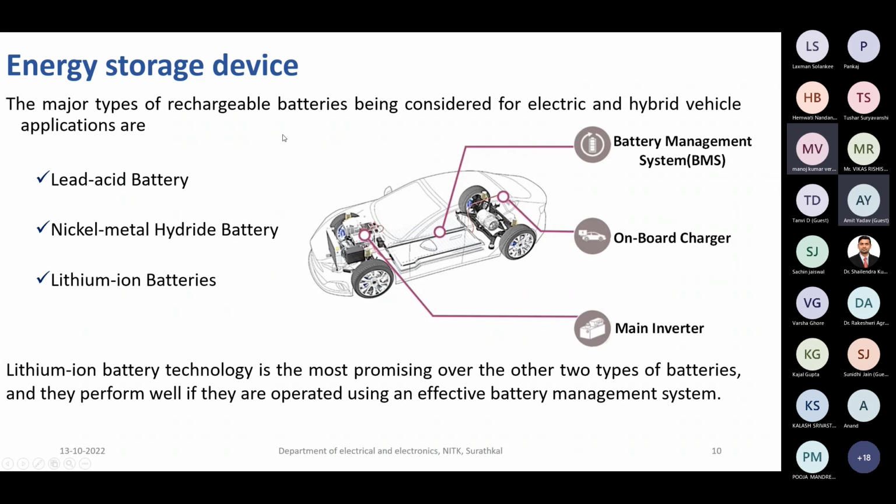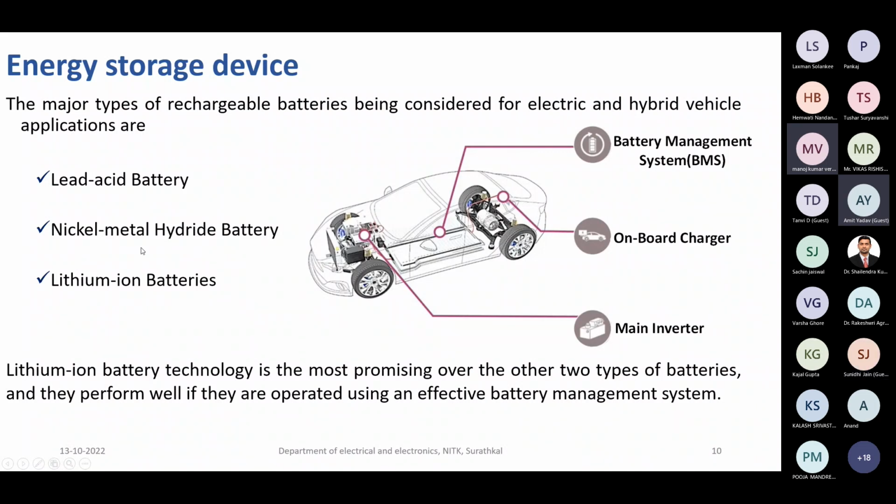The major types of rechargeable batteries. We are going to talk about the rechargeable batteries which are considered for electric or hybrid vehicles. The first option is the lead acid battery. We can't go for lead acid actually, since we want to increase the cycle life also. The second option might be the nickel metal hydride batteries. And the third one is lithium ion.